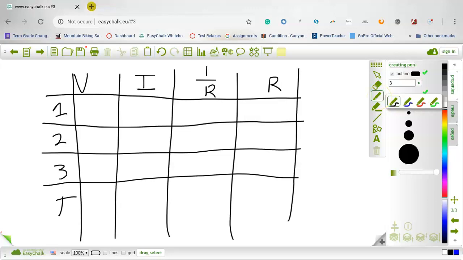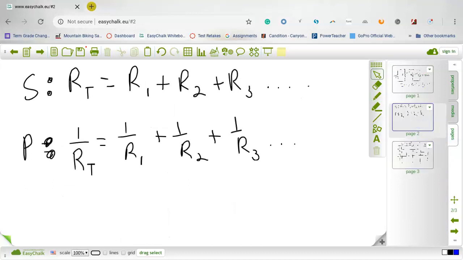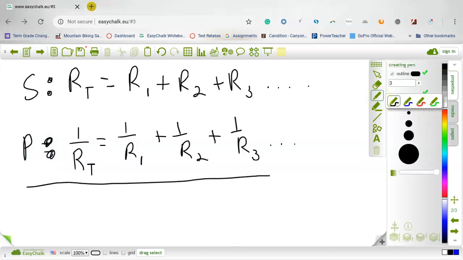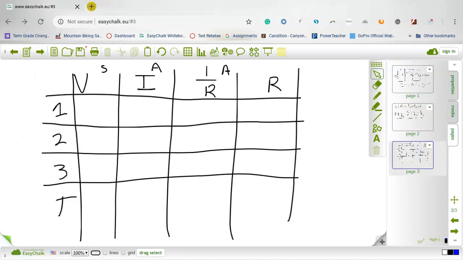So in parallel, the voltage is all the same. In parallel, the currents add. Now this 1 over R, it's going to add up. That was the formula we just did. If we go back to that, see this formula right here? This formula says that we add up those 1 overs. So that's why we have this new column, 1 over R, and it adds.